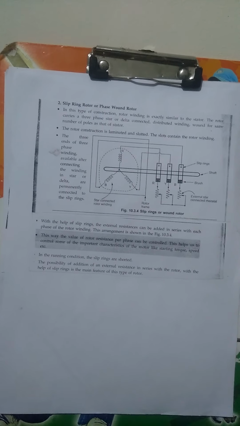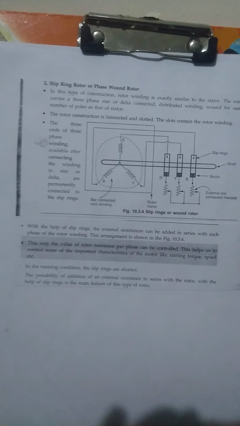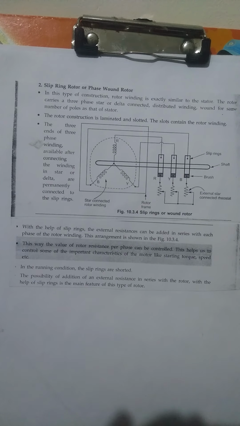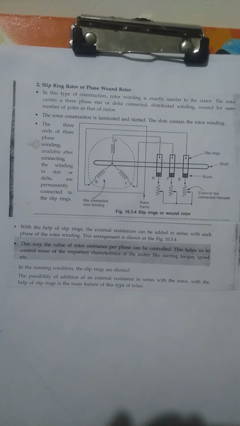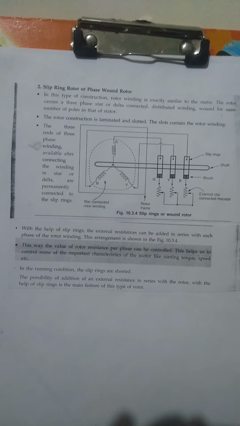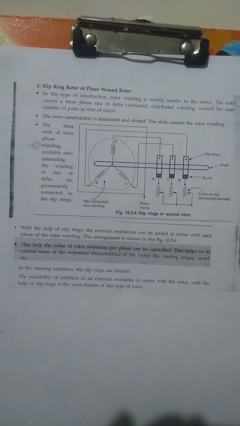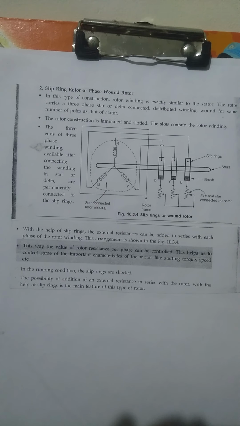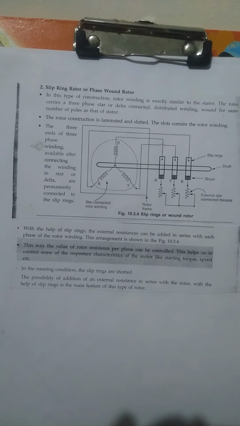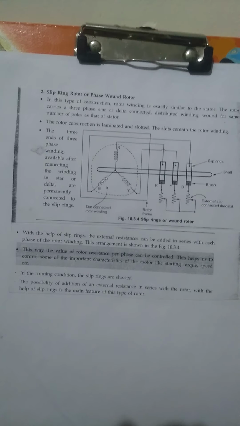Okay, next, the slip ring rotor, the second one. In this type of construction, the rotor winding is exactly similar to the stator, because here there are 3 phases and 3 slip rings. Very important, that is RYB. External resistance will be added. The rotor is constructed laminated and slotted. The slots contain the rotor winding. The 3 ends of the 3 phase winding, available for connecting the windings in star or delta, are permanently connected to slip rings. Okay, thank you.